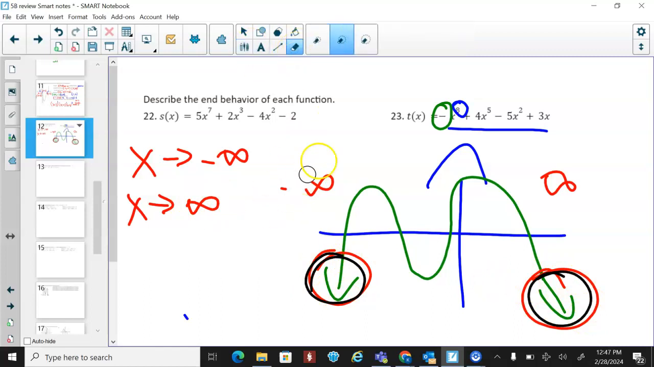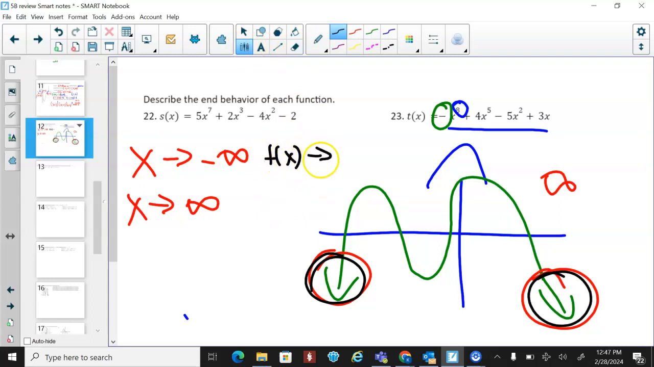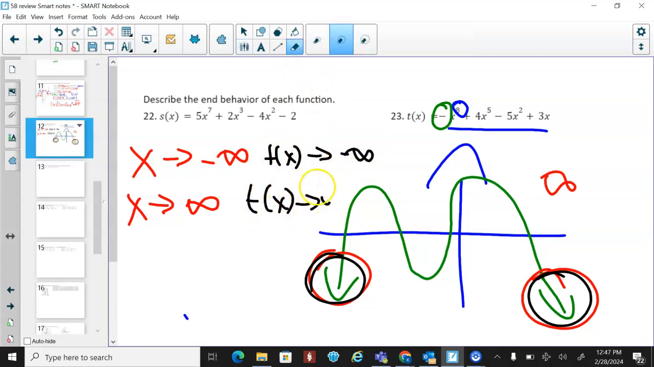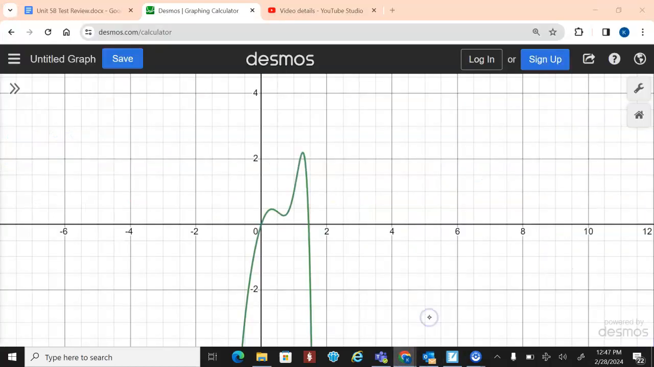So I know that my f of x, or in this case, t of x, will be going toward negative infinity, because again, t of x on both ends is traveling down. Now, I am going to check it on Desmos right here. And in fact, both of the ends are going down on the positive and negative side of my axis.